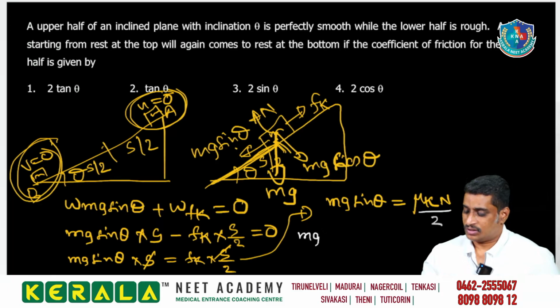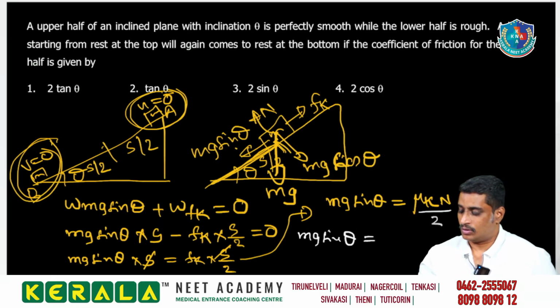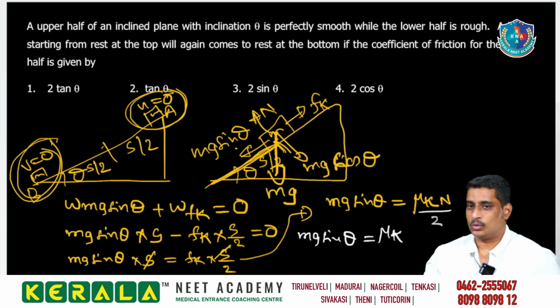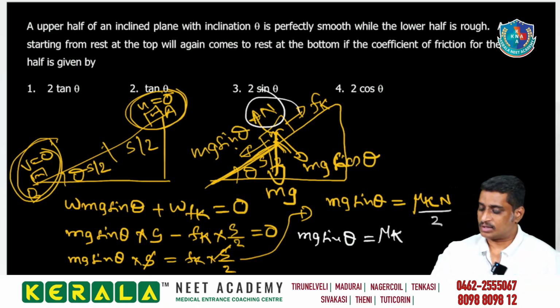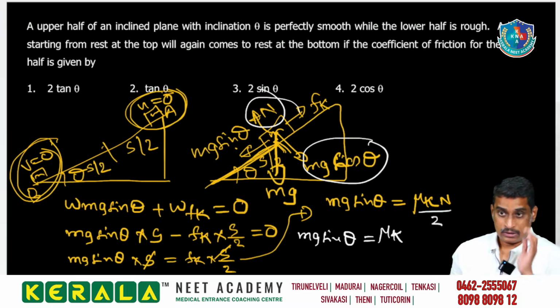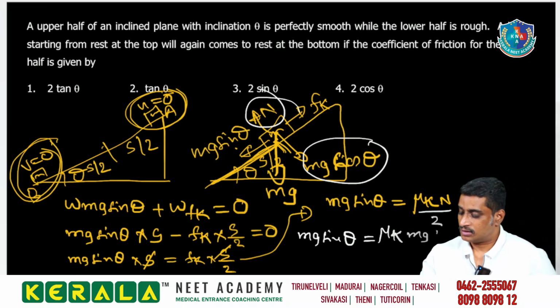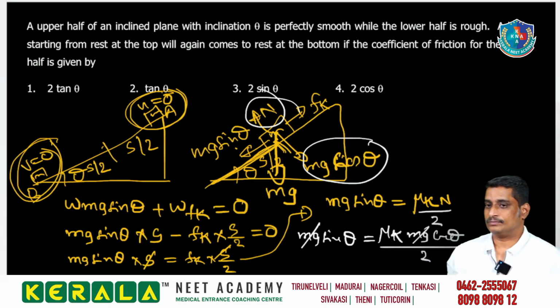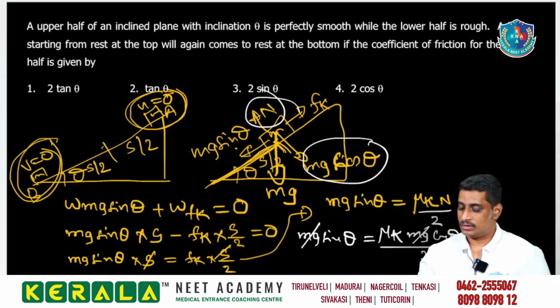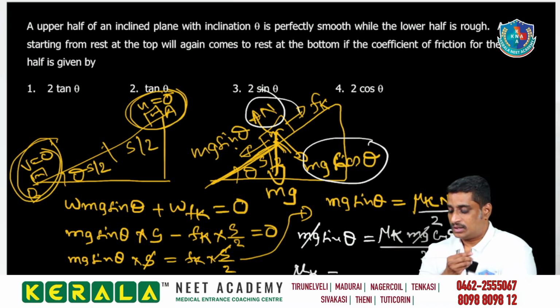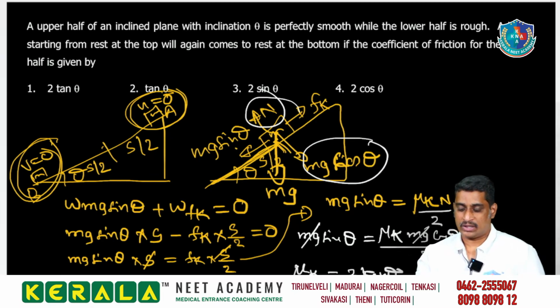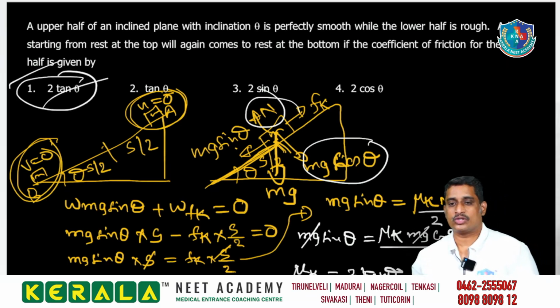So one more equation we can write: mg sin theta will be equal to mu k into normal force, and the normal force will be balanced by the mg cos theta factor. Therefore we can write the normal force as mg cos theta divided by 2. Then by solving this equation, mu k, the coefficient of kinetic friction between the block and the lower inclined surface, comes out to be 2 tan theta. So the first option will be the answer to this question.